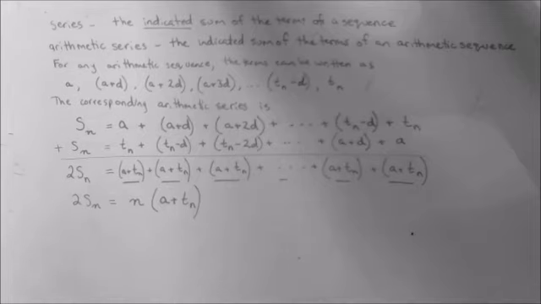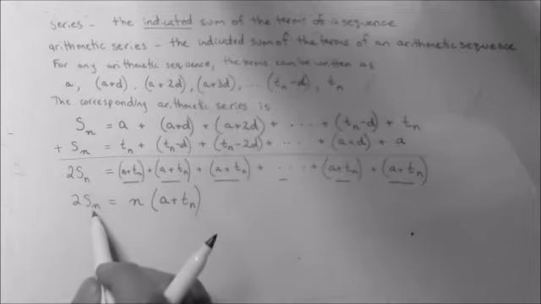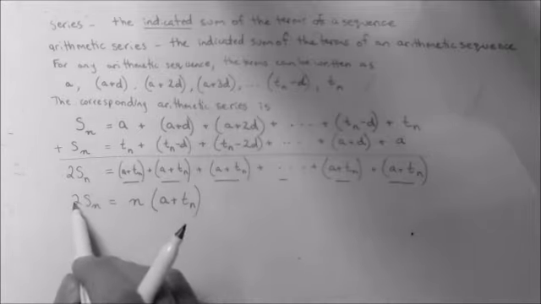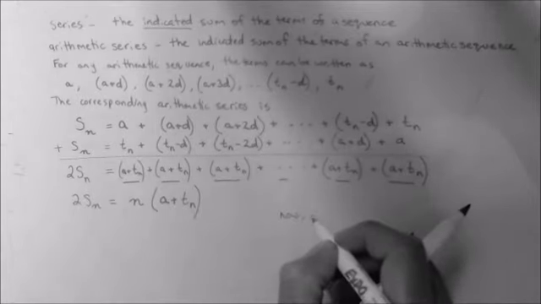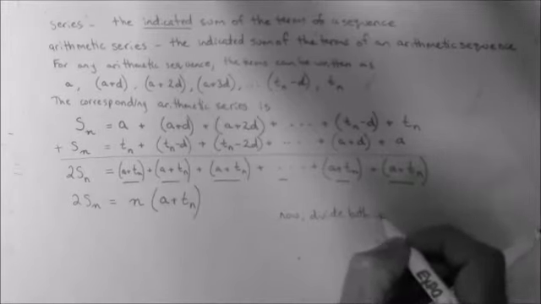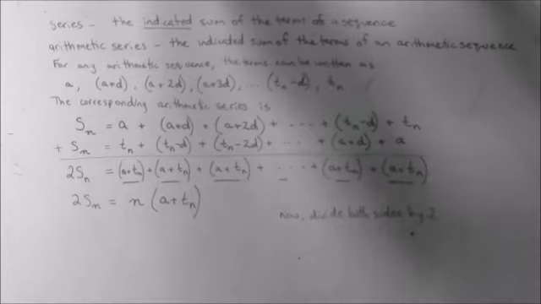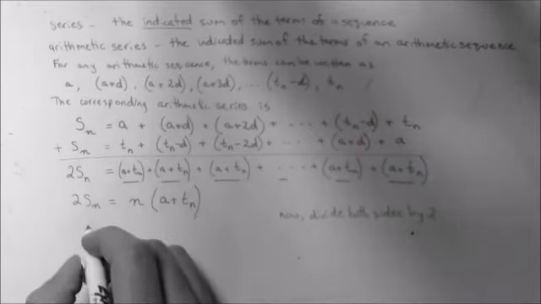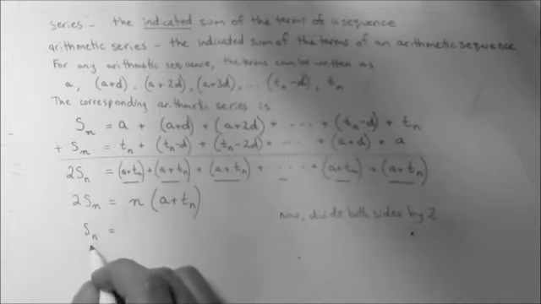Okay? Now, in order to develop our final formula for the series, we're going to divide both sides by 2. And what happens is we have the series, the indicated series.